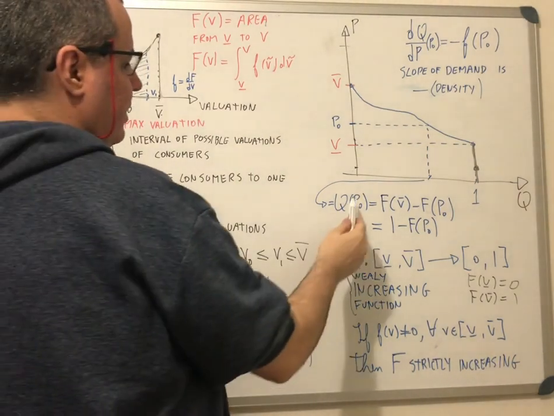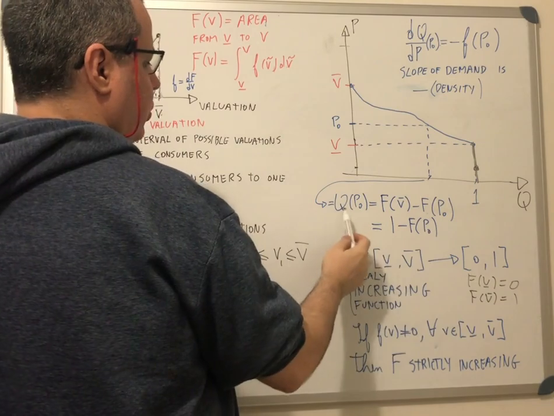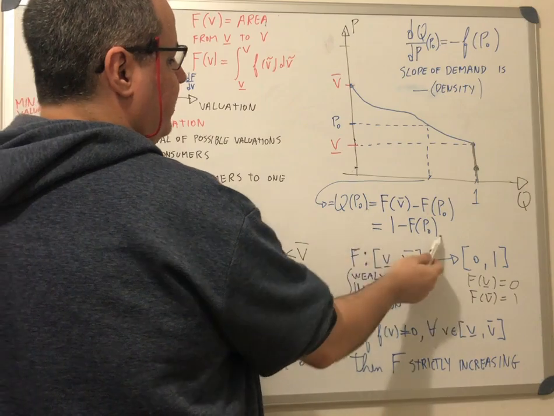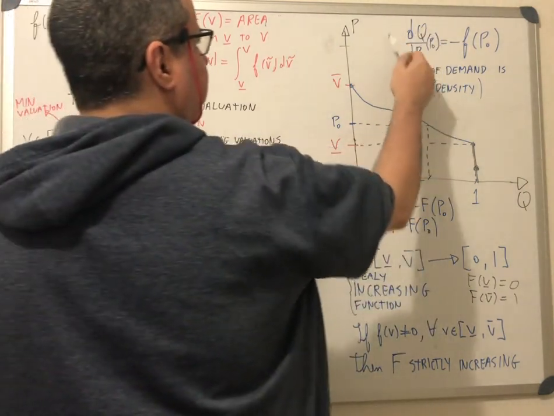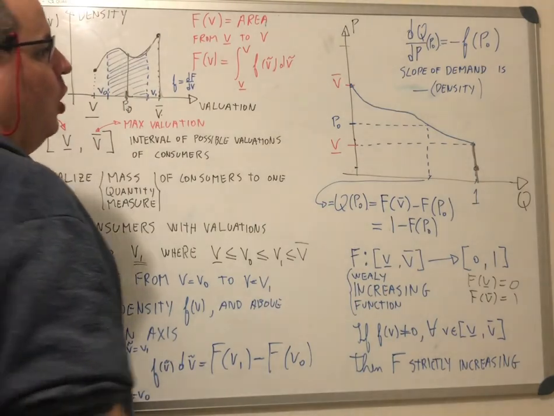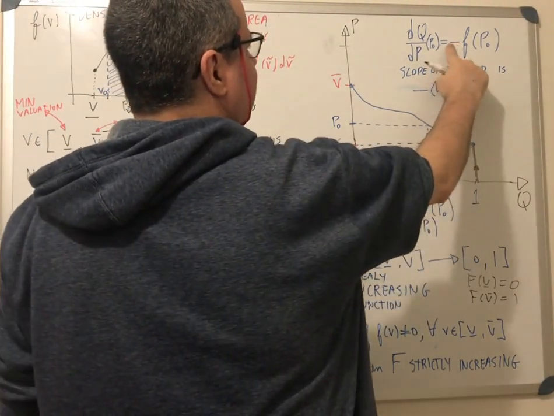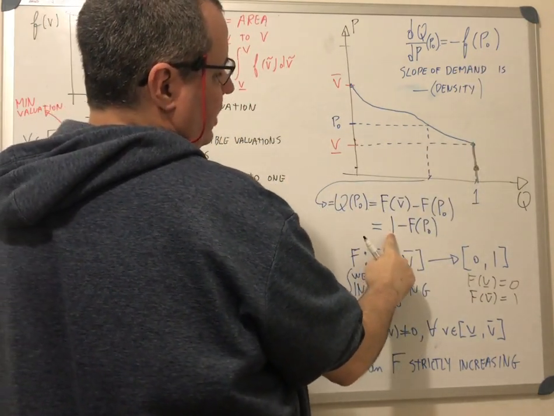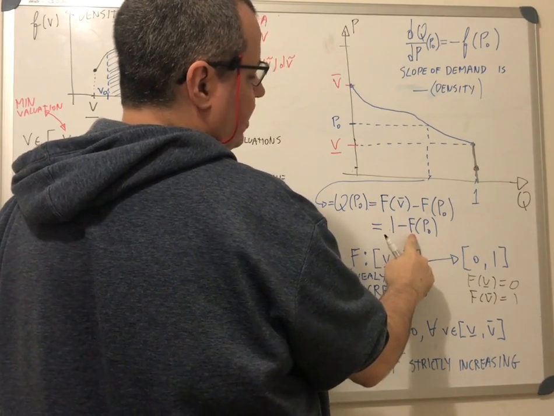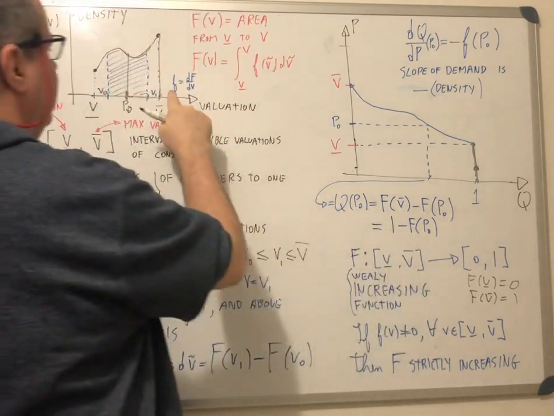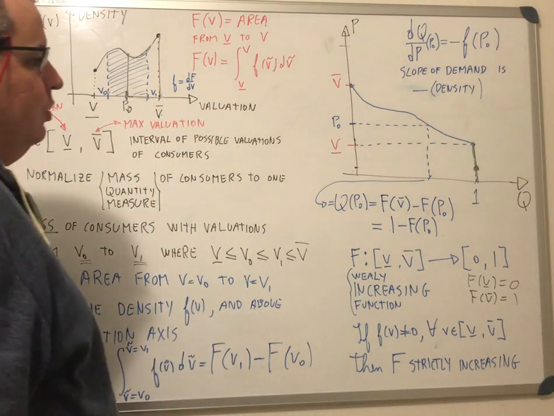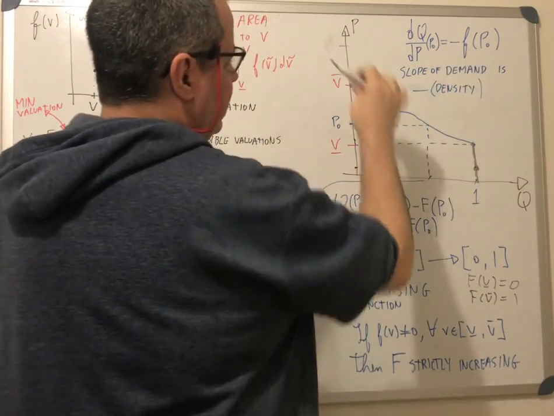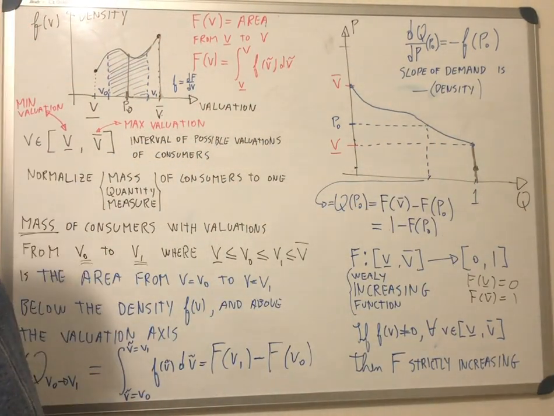Okay, and if you take this equation here, Q equals 1 minus F calculated at P0, and you take the derivative of this equation, you find this. So the slope of this demand is the negative of the density. The derivative of 1 is 0, minus the derivative of the cumulative distribution, which is the density. The density is always positive or 0, you put a minus, so this is always downward sloping.